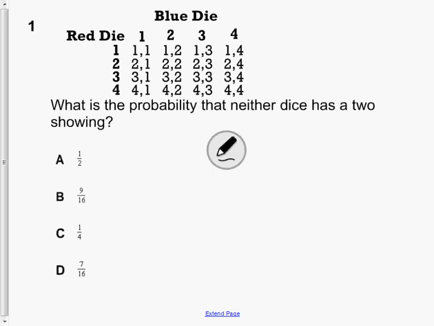Okay, grade 8 probability. This is your test, so make sure you have your corrections done tonight and passed in tomorrow, Friday, the 25th. The first question is true false based on this particular table.